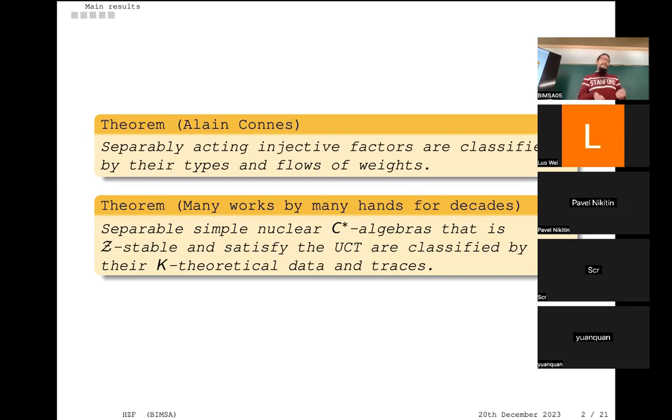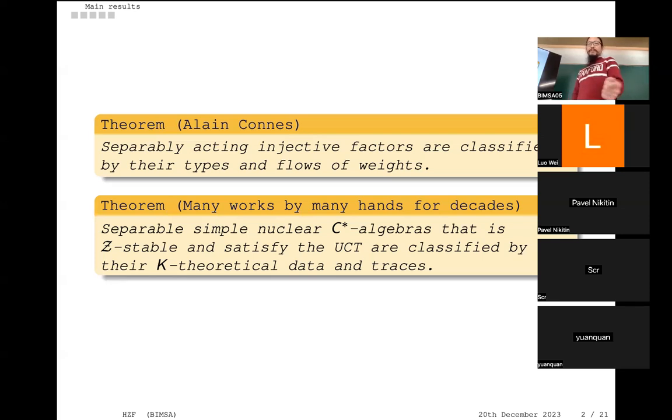If you want to classify C-star algebras by this K-theoretical data, then you have to require that the C-star algebra is Z-stable, meaning that it absorbs this specific C-star algebra Z, that is, it is isomorphic to its tensor product with Z. This C-star algebra was first introduced by two Chinese mathematicians, Jiang and Su, so it is called the Jiang-Su algebra. And UCT stands for the universal coefficient theorem in the C-star algebraic sense, which gives some computability of the K-theory.